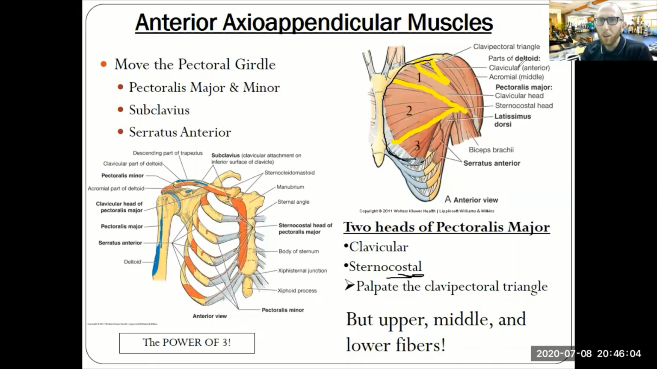And if we were to draw in the deltoid, we can see there's a triangle that forms. See this triangle? This is the clavipectoral triangle. Probably mispronounced that, but that is the triangle that's formed in between the clavicle and the pectoral girdle.